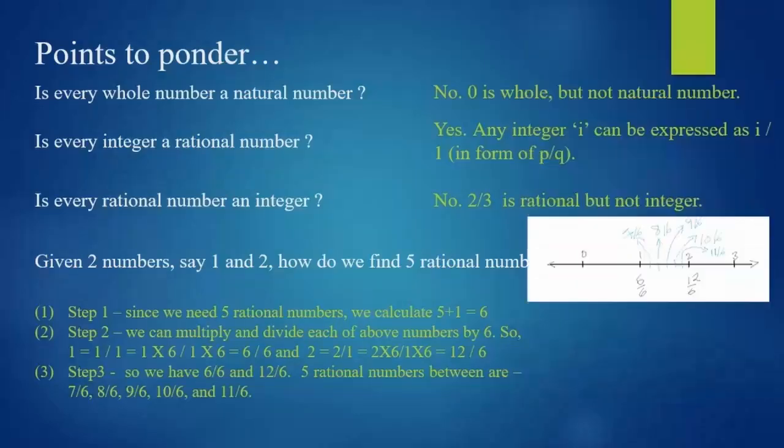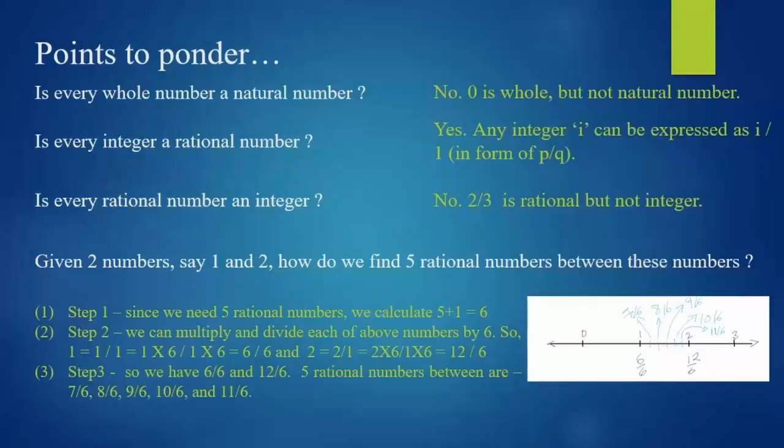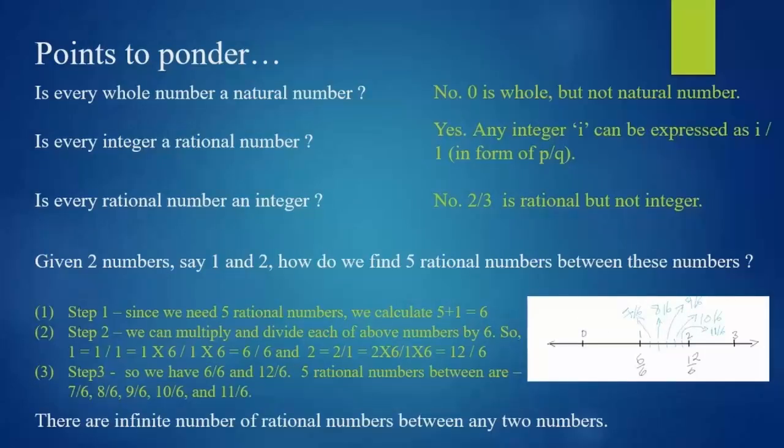Okay, so if you look at it on the number line, you can see the image where there is 0, there is 6 by 6 for 1, 12 by 6 for 2, and you can see the blue markings of 5 rational number positions, which are 7 by 6, 8 by 6, 9 by 6, 10 by 6, and 11 by 6. If you zoom into the number line, you can find many more rational numbers, and in fact there are infinite rational numbers between any two numbers.